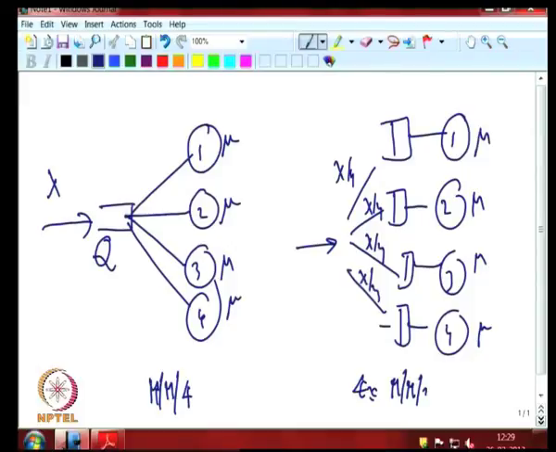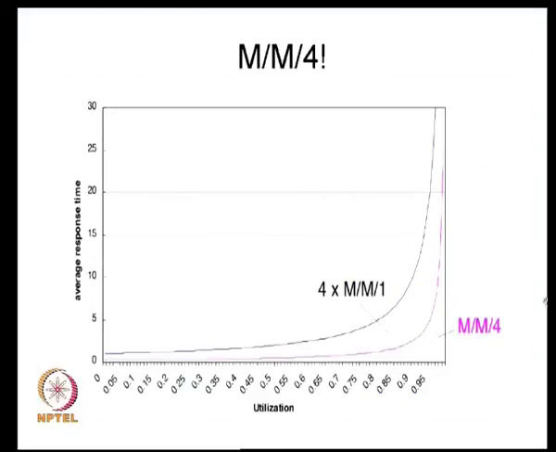The question is which one is better. It turns out if you do the analysis carefully, this is what you get. If you look at average response time and utilization, M/M/4 will always be better than 4 into M/M/1.